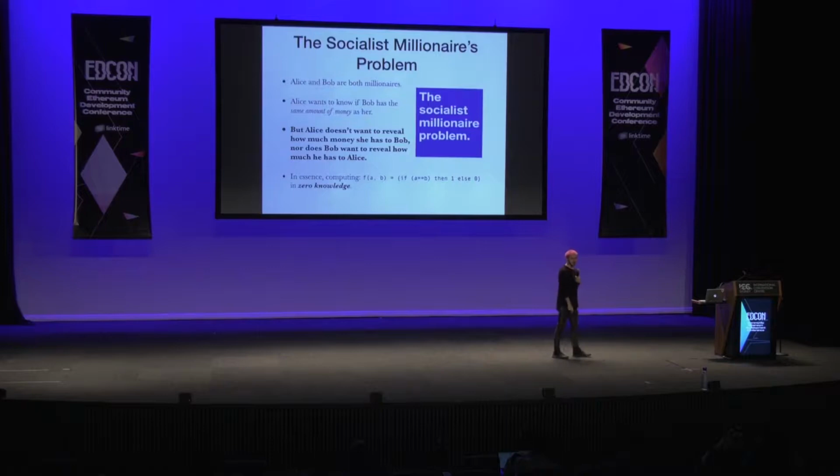So I'm going to dive into Vanguard a little bit here. It's the socialist millionaires problem. If you're familiar with this, it's actually pretty simple. Alice and Bob are both millionaires. Alice wants to know if Bob has the same amount of money as her. But Alice, and this is the key part, doesn't want to reveal how much money she has to Bob, nor does Bob want to reveal how much money he has to Alice.